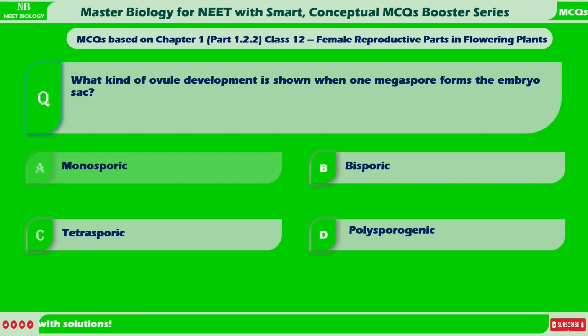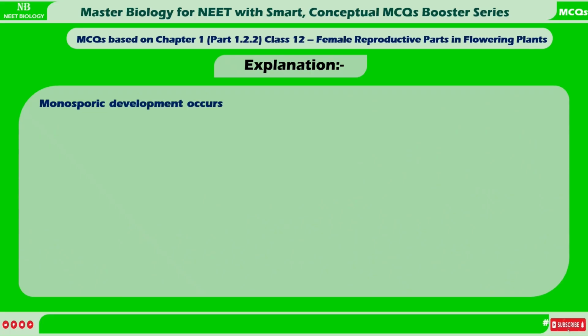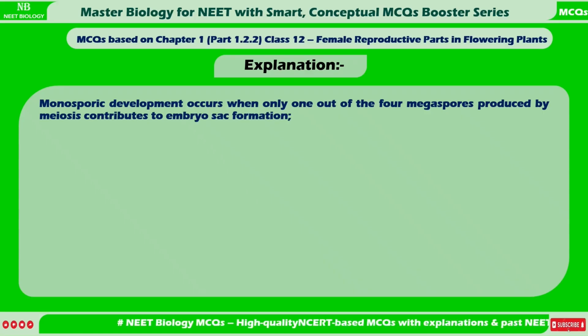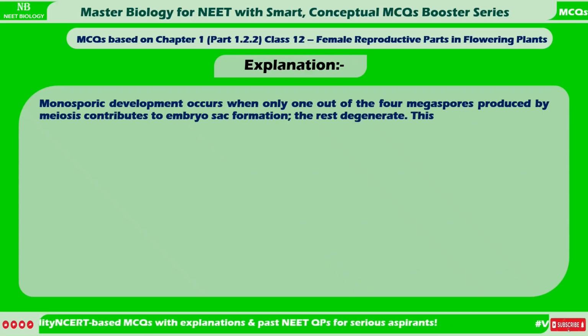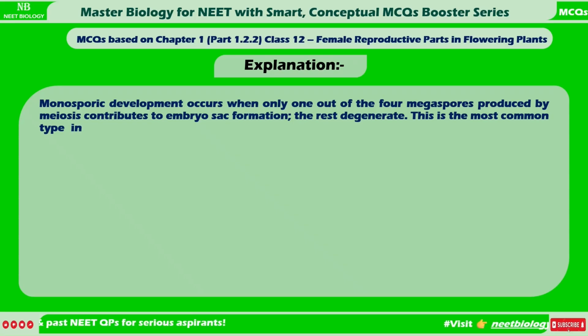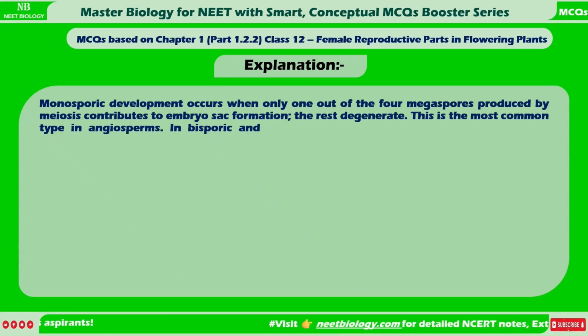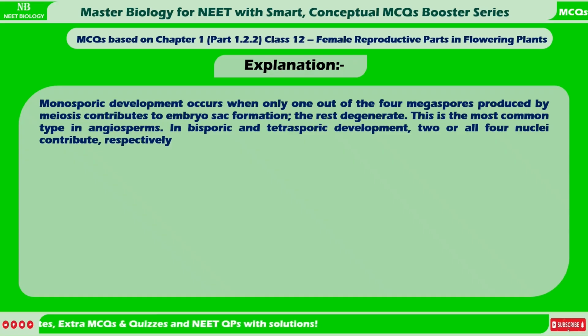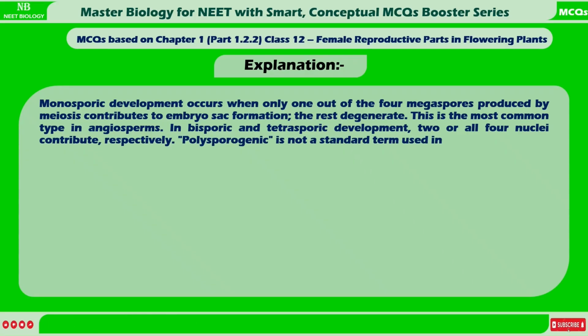Correct answer is A. Monosporic. Explanation: monosporic development occurs when only one out of the 4 megaspores produced by meiosis contributes to embryo sac formation. The rest degenerate. This is the most common type in angiosperms. In bisporic and tetrasporic development, 2 or all 4 nuclei contribute, respectively. Polysporogenic is not a standard term used in this context. Thus, monosporic correctly defines development from a single megaspore.